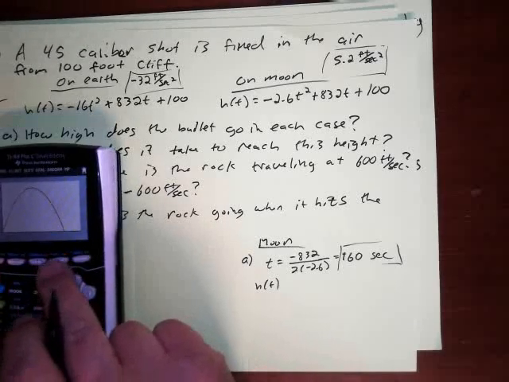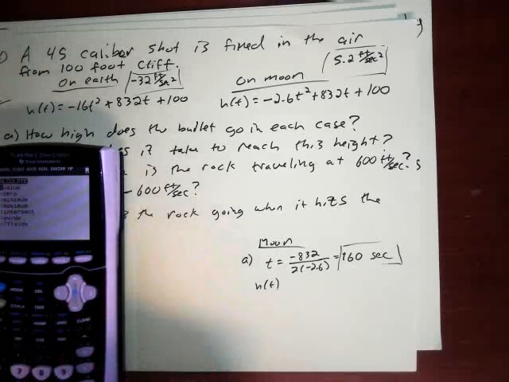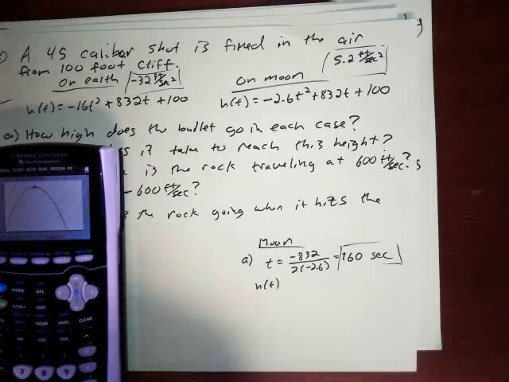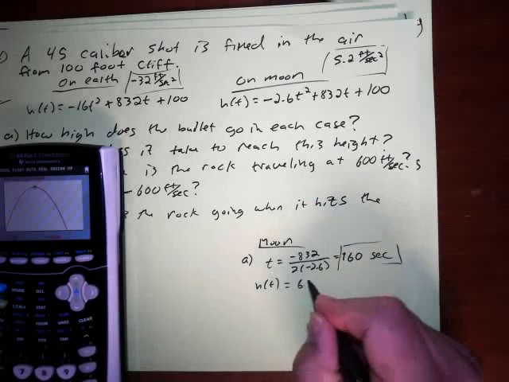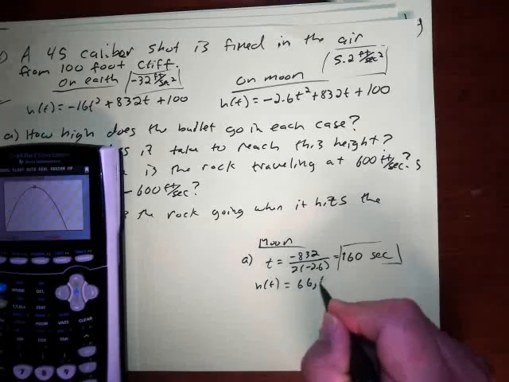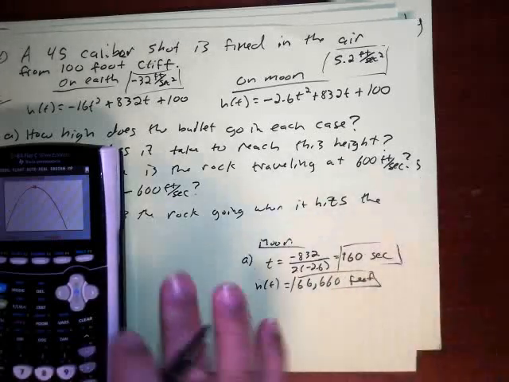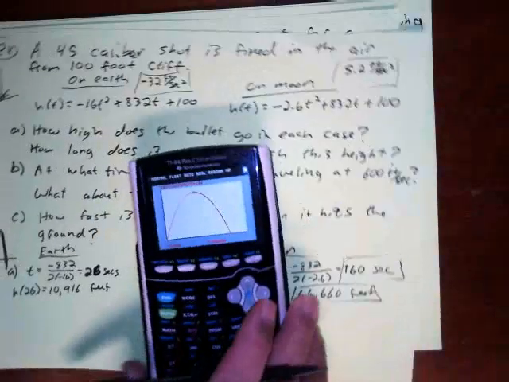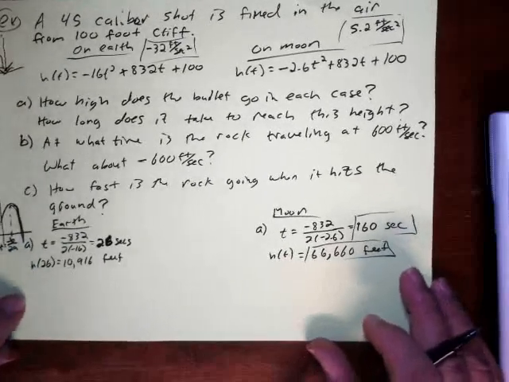And so now I can go to second calc and I can put in the value of 160, and then I get the height is, whoa, 66,660 feet. Okay, as opposed to 10,000 feet here, this is 66,000 feet. Okay, so there you go. That's the difference between the Earth and the Moon, right?